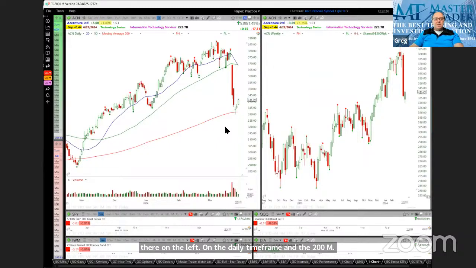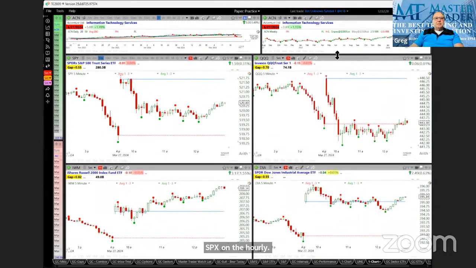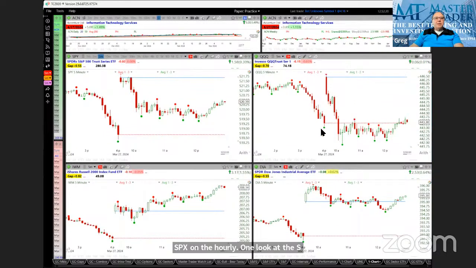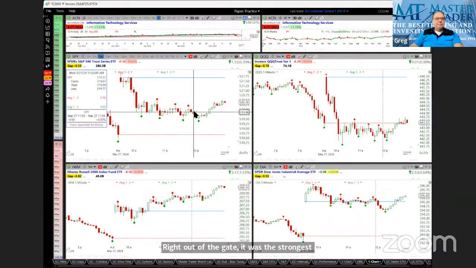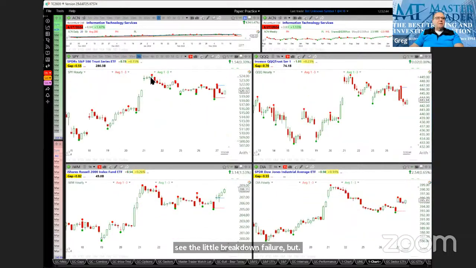SPX on the hourly. Look at the SPX. So markets are trying to bottom out here. You can see the Russell has been the strongest today, right out of the gate. See the little breakdown failure. The hourly chart, SPX would be the same on here.